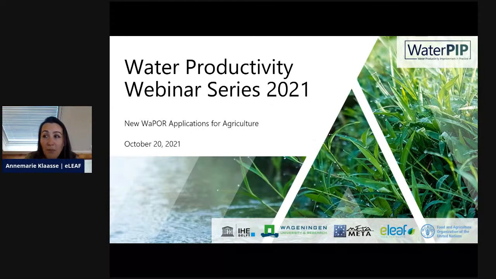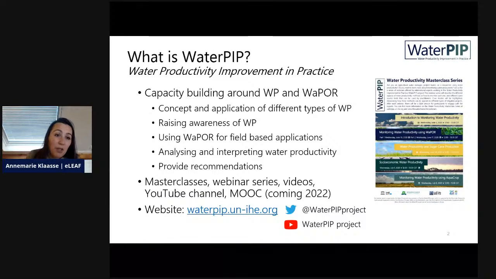But first, a bit on the WaPOR project that is responsible for this webinar series. WaPOR stands for Water Productivity Improvement in Practice. It aims basically to improve the understanding of water productivity, how you can improve it, and how to use the WaPOR database for it. It includes a lot of capacity building activities around water productivity and the WaPOR database. So the concepts, how you can apply it, we try to raise awareness and how you can use WaPOR for field-based applications, and how you can analyze and interpret water productivity and provide recommendations on how to improve it.